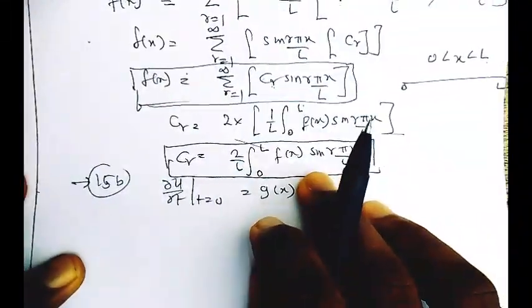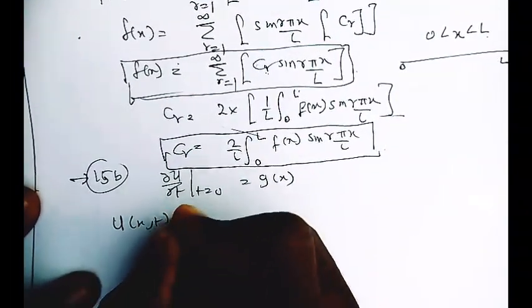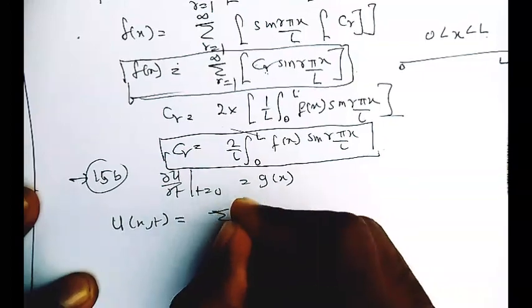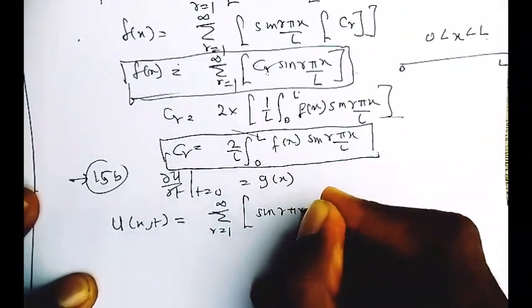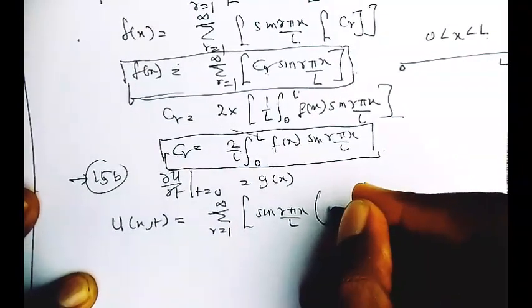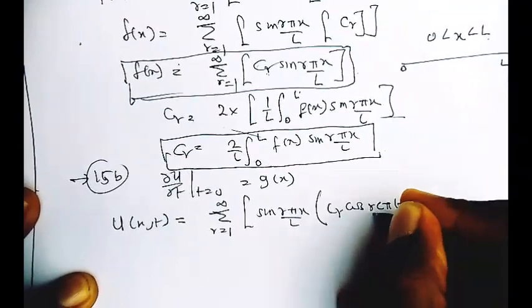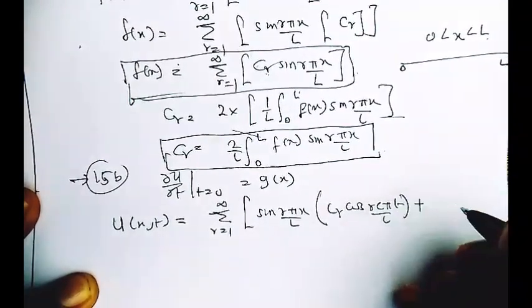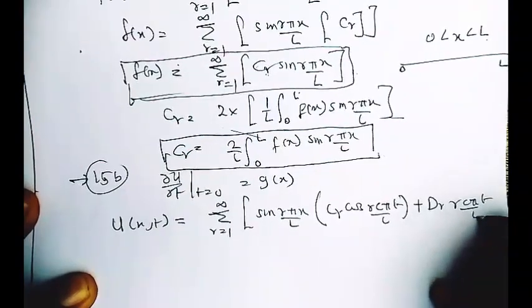So, let me just write my u. So my u is a function of x and t, summation r equals 1 to infinity, of sine(r pi x over L), open bracket, c_r cos(r c pi t over L) plus d_r sine(r c pi t over L).